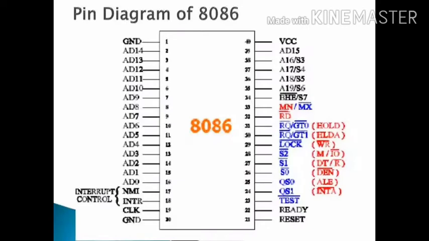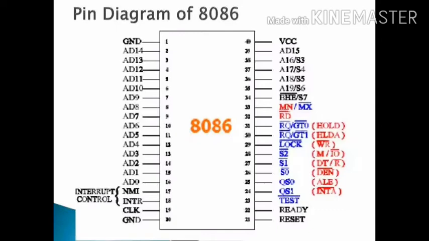and if S3 is 0 and S4 is 1, then the code segment register would be used, or if there is input output port access, then no segment register would be accessed, and if S3 and S4 both are 1, then the data segment register would be accessed, and S5 will indicate the value of the interrupt enable flag bit, and S6 will always be in 0 state and is not used generally.